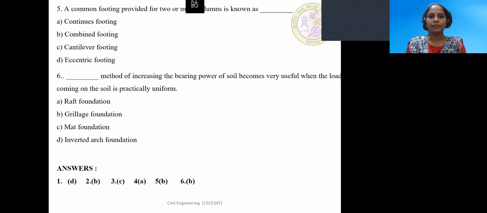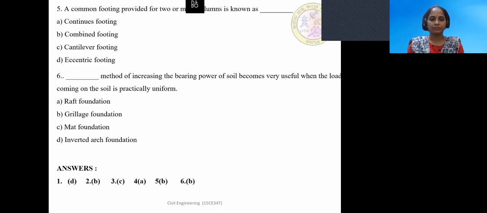A common footing provided for two or more columns is known as option A, continuous footing, option B, combined footing, option C, cantilever footing, option D, eccentric footing. Okay, the answer is option B, that is combined footing. So I said when two or more columns are combined together, then it's called a combined footing.